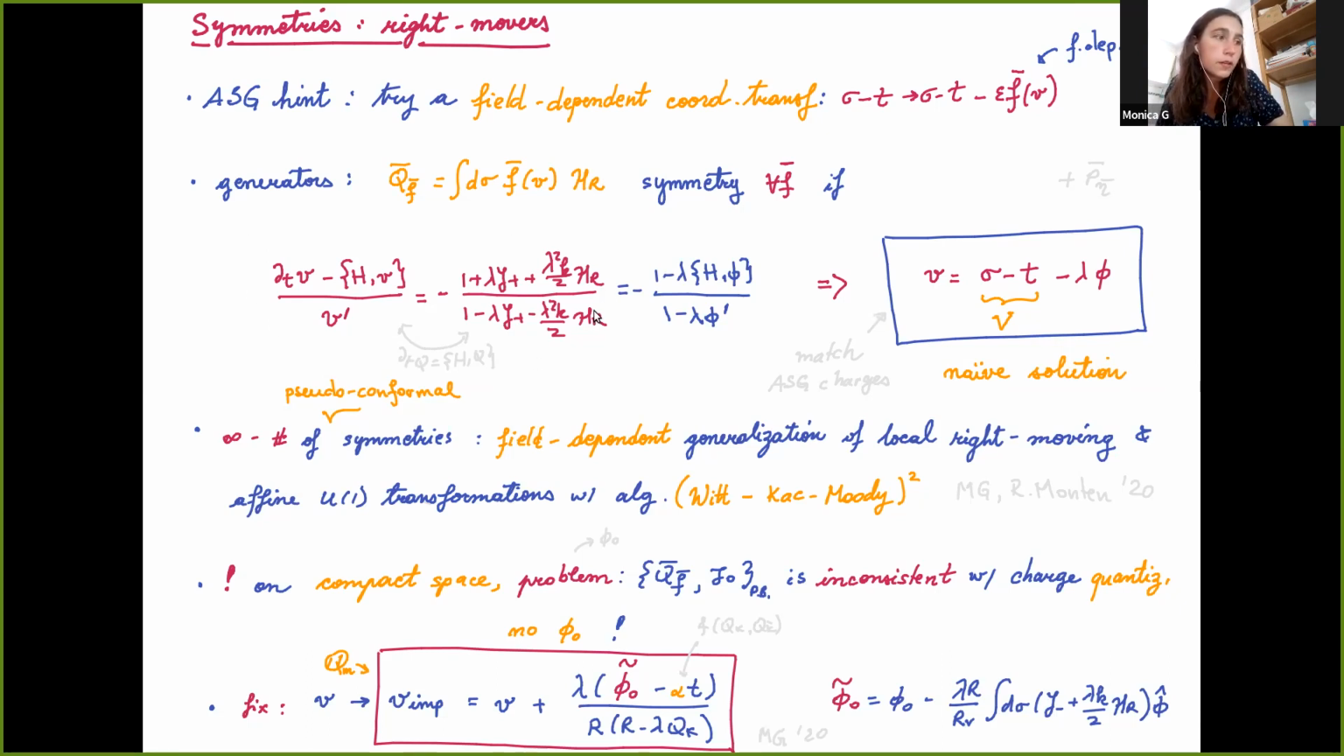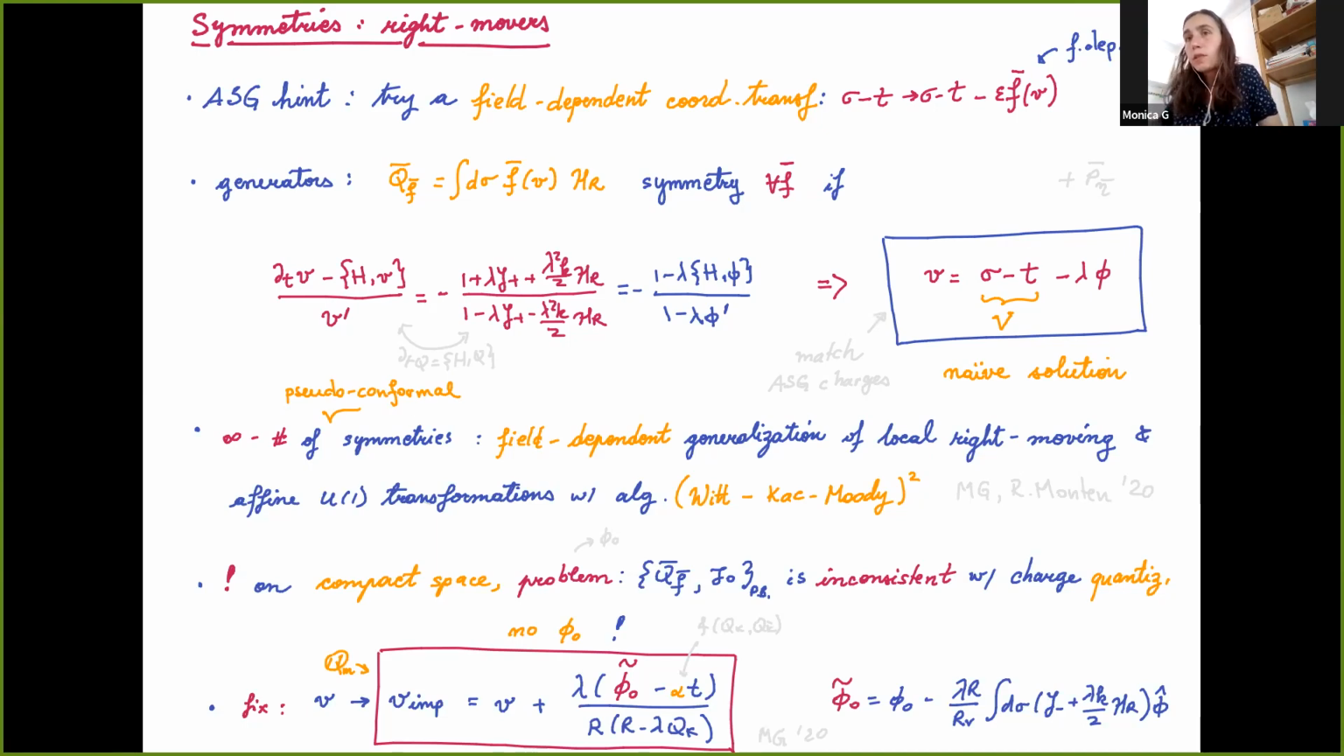This comes from charge conservation for any F bar. And then you can rewrite this as such, which makes it clear that the solution is that the field-dependent coordinate is the right moving coordinate, sigma minus t, minus lambda times phi. I remind you that phi was the bosonization of the U. Okay, so you can see if you pick little v to be like this, it's a sort of universal field-dependent coordinate in JTbar. And it gives you an infinite set of conserved charges for any F bar. Okay, so that was our first proposal, and it sort of works in infinite space.